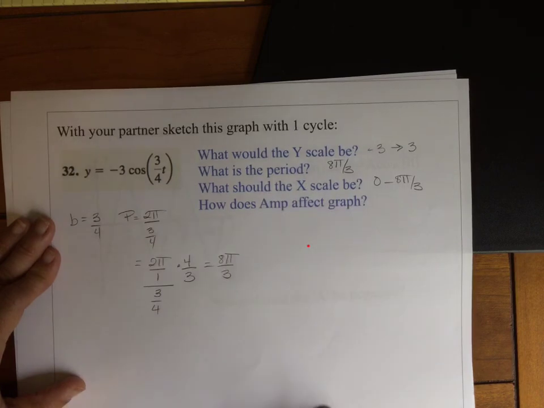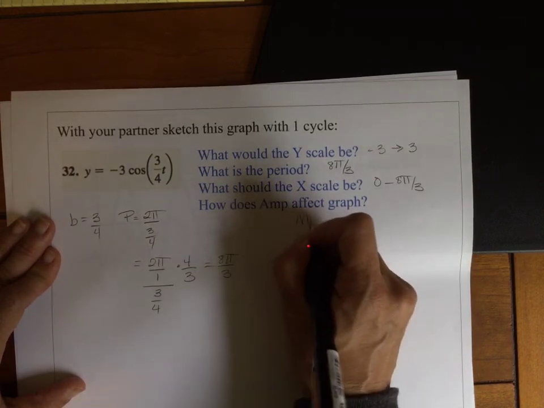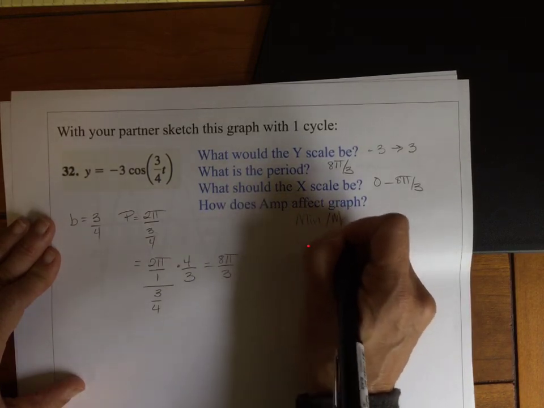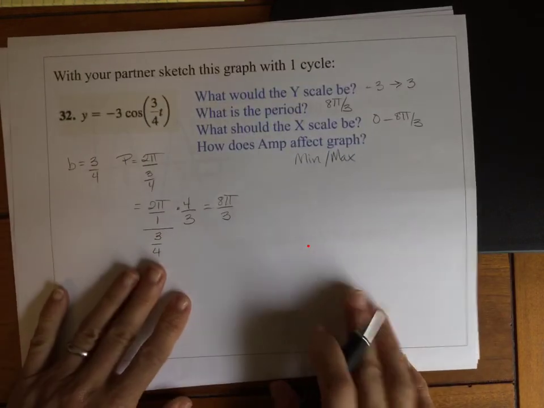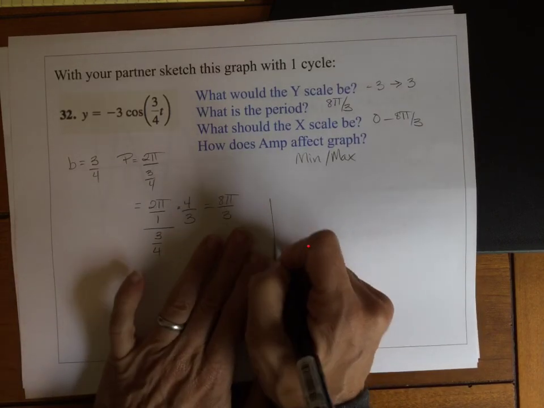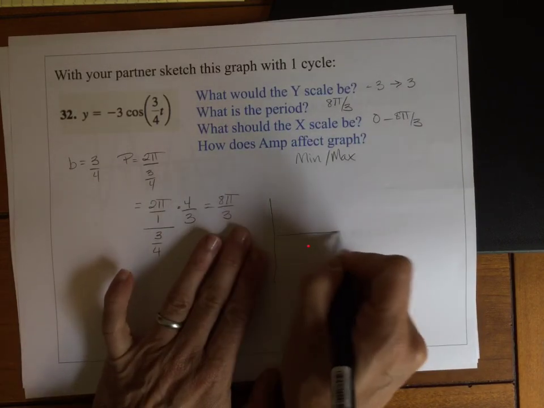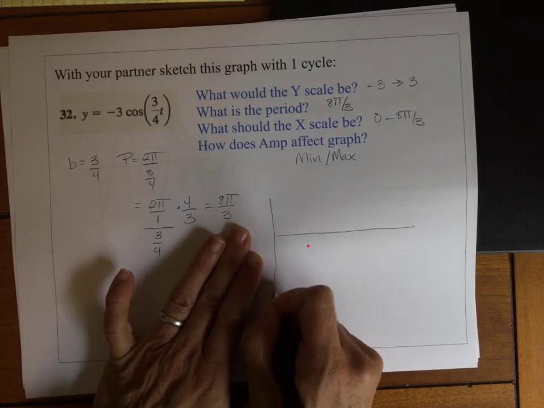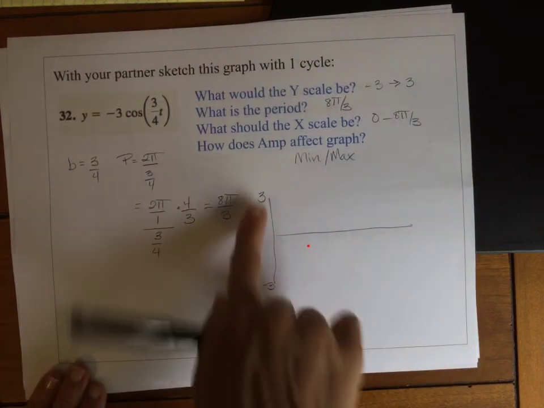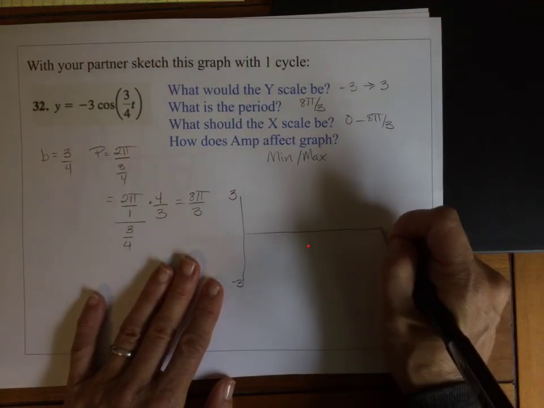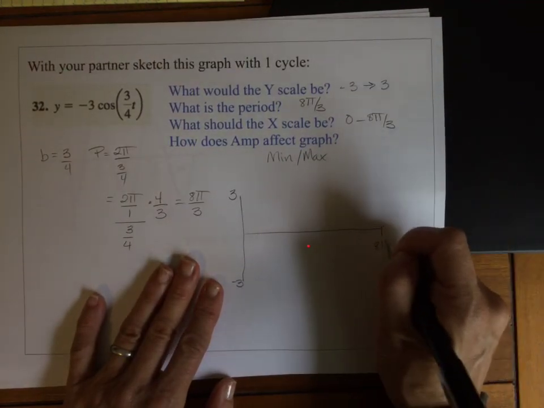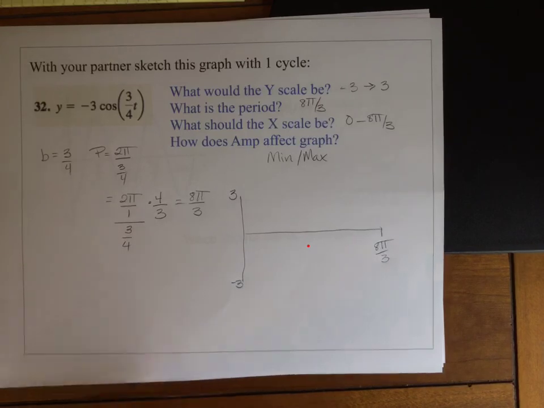And how does the amplitude affect the graph? That's my min and max. All right, so again, I am not asking you to draw this, but I do kind of want you to think about it. So here's -3, here's +3. So amplitude always goes on the y. And then you're going to come out here. One period is 8 pi over 3. So you would just put that in.